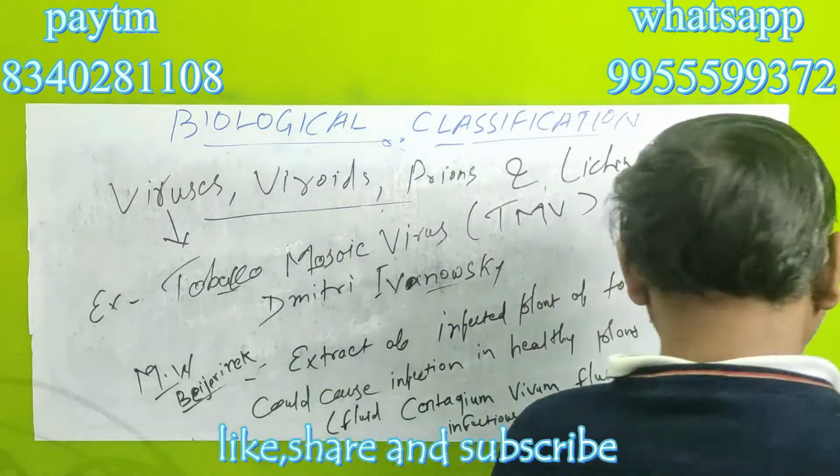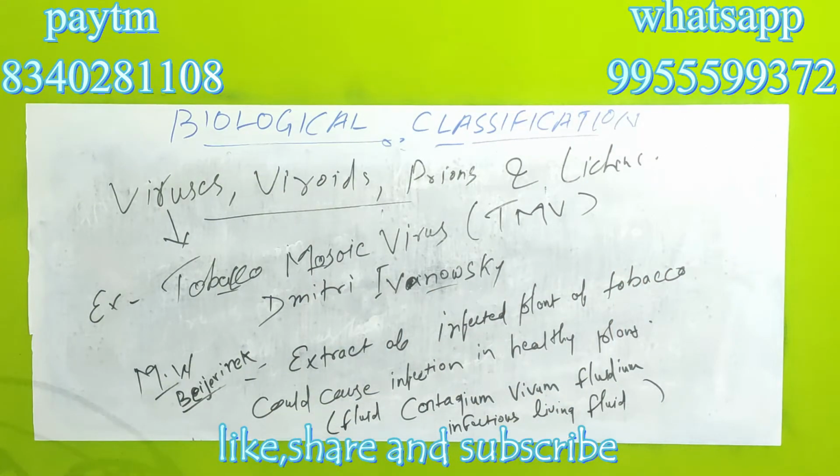So in this we find that the example is tobacco mosaic virus, which is named mosaic because it looks like the mosaic, and it was found by Dmitry Ivanovsky. Later M.W. Beijerinck found that the extract of an infected tobacco plant can cause infection in healthy plants. And what was that extract's name? The fluid name is Contagium vivum fluidum, which means infectious living fluid.